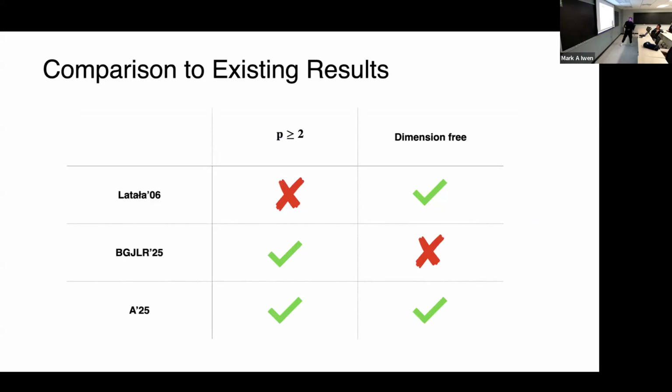So in summary, we have two results. Latała's result does not apply for p strictly greater than 2, but it is dimension free. Our result applies for p greater than 2, but it's not dimension free, and we get the best of both worlds. So you did remove the log factor? Yes, I did remove the log factor.